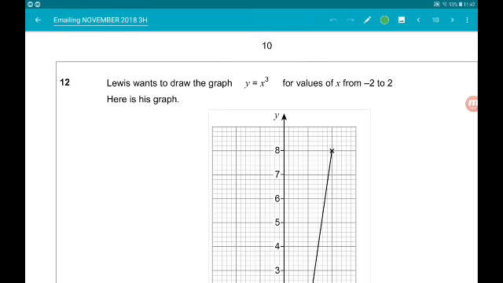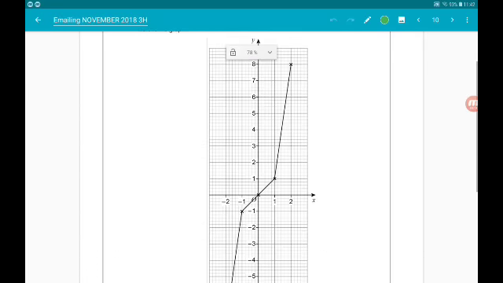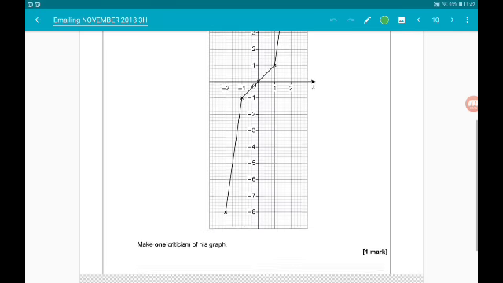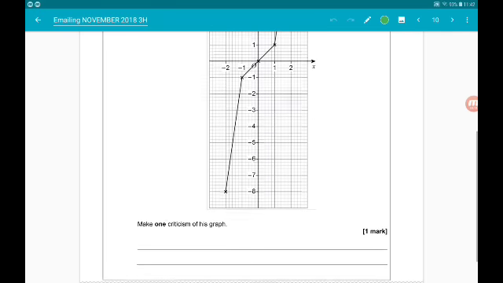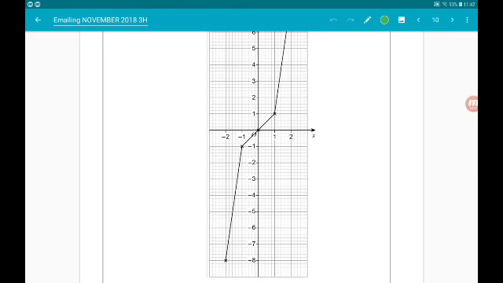Question 12. Lewis wants to draw the graph of y is equal to x cubed for values of x between minus 2 and 2. Here is his graph. Oh dear. So we want to make one criticism. So the criticism is that he's joined the points up with straight lines. We shouldn't do that. We should use curves. Cool.